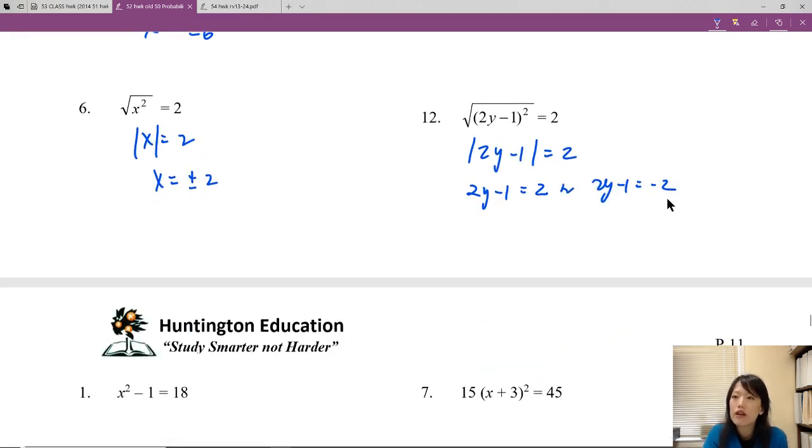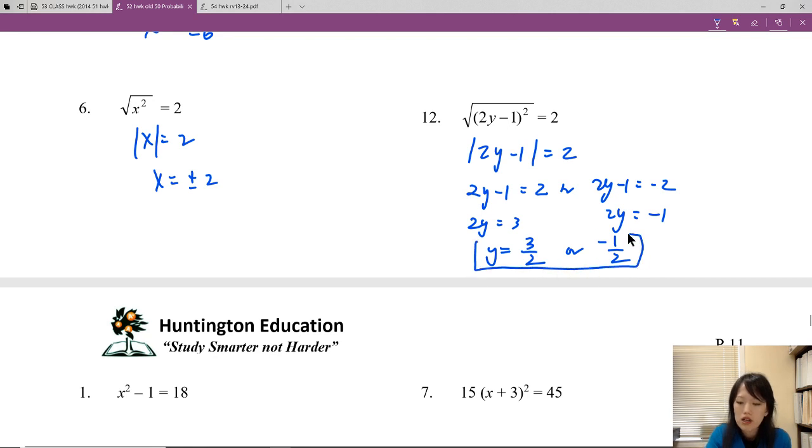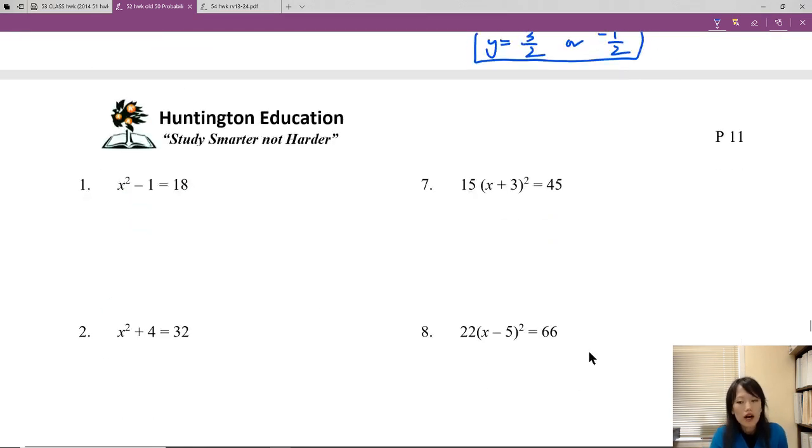So here when you simplify, you end up with 2y equals 3. This one's 2y equals negative 1. So y equals 3/2. Or do I have to check my answer on this one? No, right? Because it's a number over here. We're okay. So both of them are solutions. Yes. Next one. On page 11.